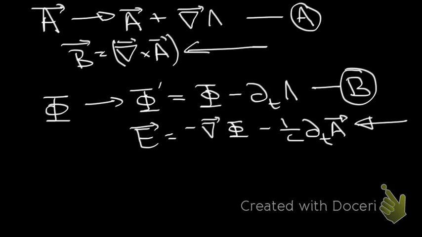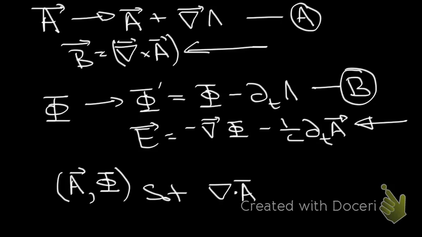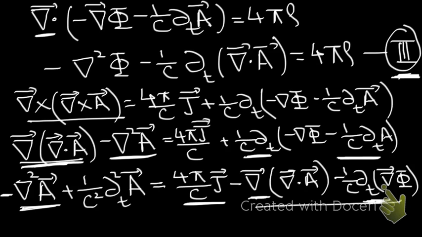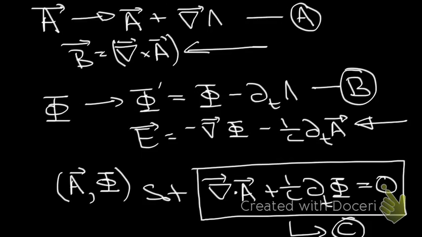Now this freedom allows us to choose a set of potentials, that is a set of potentials A and phi, right? Such that my divergence of A plus 1 over c times the time derivative of my scalar potential vanishes, right? So this over here is going to be really useful now. So now if I call this equation C, and I use equation C in my equations number 3 and 4, this is equation number 4, and over here this is my equation number 3, right? So I'm going to use equation C in my equations number 3 and 4.